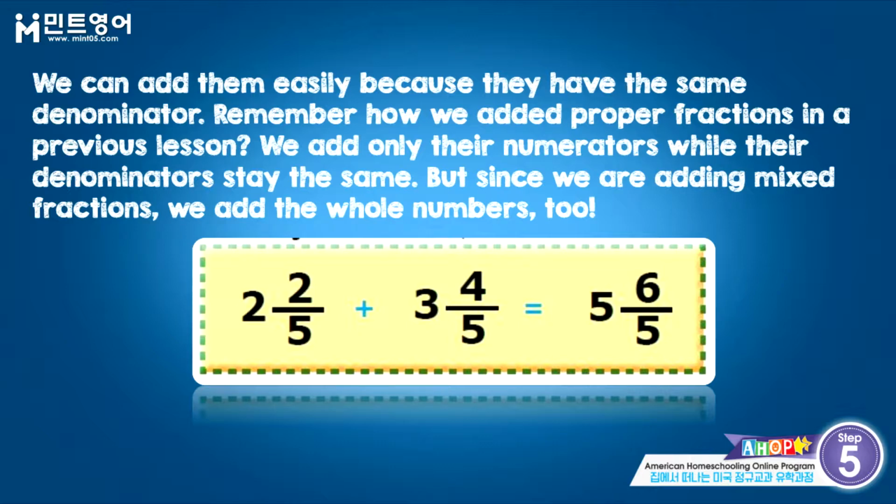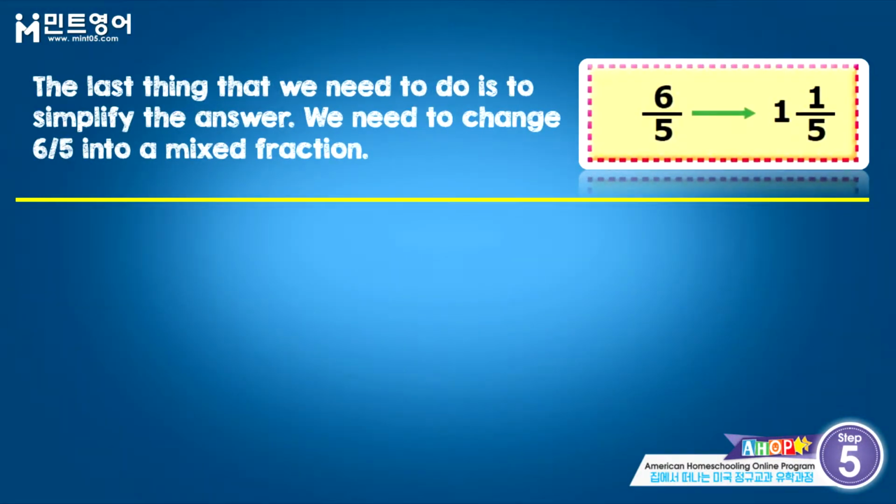But since we're adding mixed fractions, we add the whole numbers too. 하지만 우리는 혼합 분수를 더해야 하기 때문에 앞에 있는 숫자도 같이 더해야 합니다. The last thing that we need to do is to simplify the answer. 우리가 마지막으로 해야 할 것은 답을 단순화시키는 것입니다. We need to change 6/5 into a mixed fraction. 우리는 5분의 6을 혼합 분수로 바꿀 필요가 있습니다.